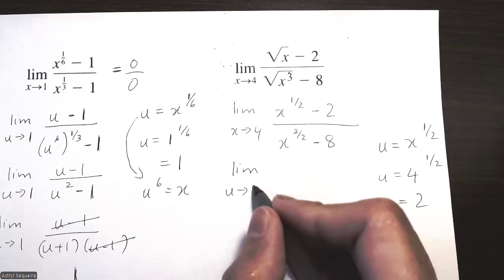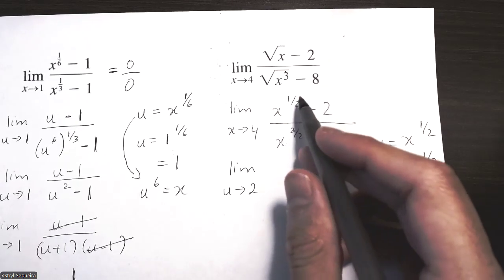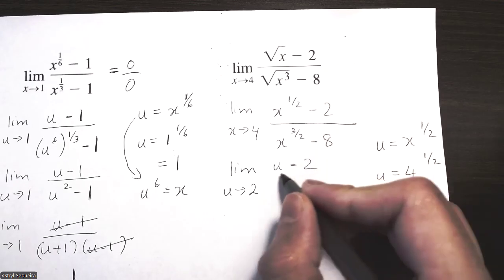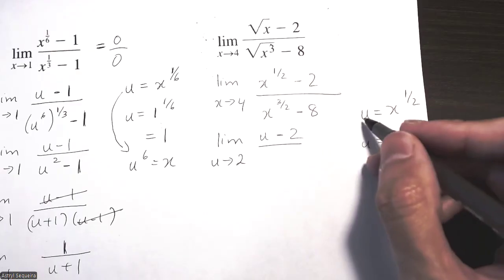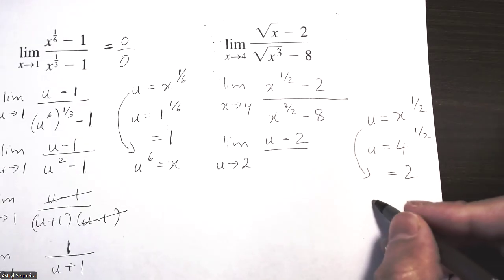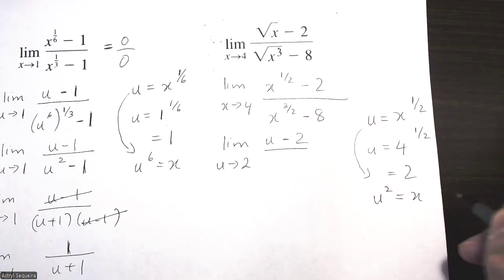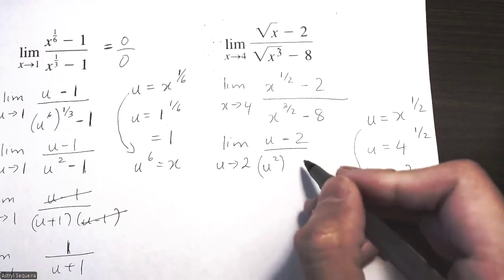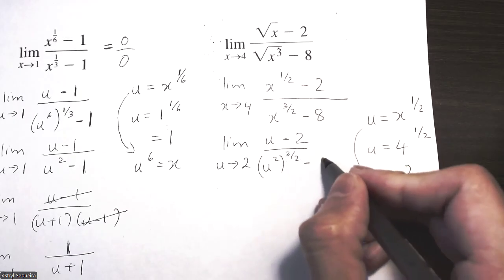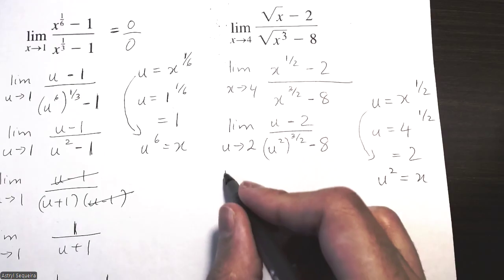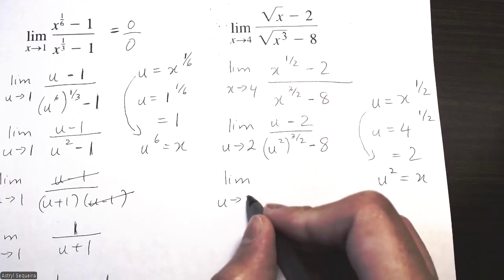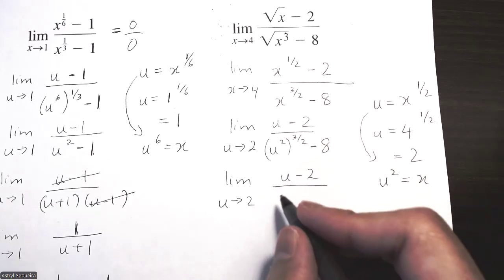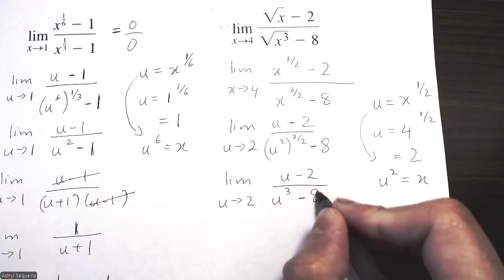Lim u approaches 2. x to the half can be replaced with u, so u minus 2. And then x to the 3 over 2: let me isolate x over here. It's just u squared equals x, and let me sub that in for my x. So u squared to the 3 over 2, minus 8. And then I have lim u approaches 2, u minus 2 over, 2 times 3 over 2 is just u cubed.